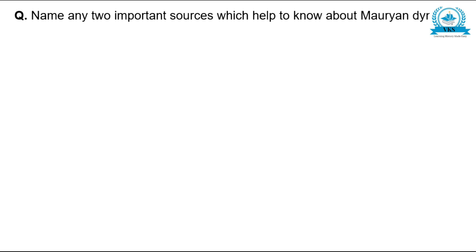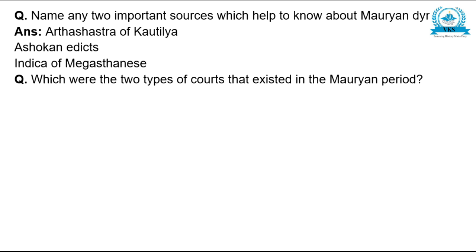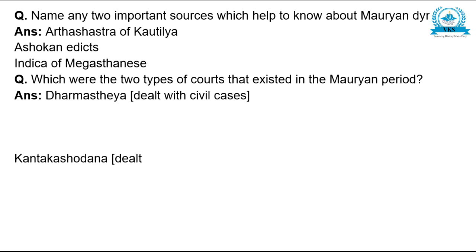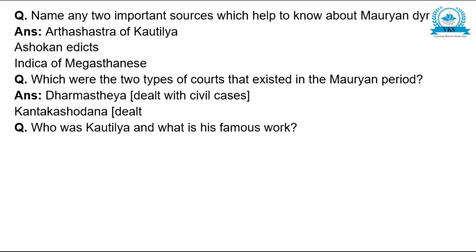Name any 2 important sources which help us to know about the Mauryan dynasty. Arthashastra of Kautilya, Ashokan edicts, Indica of Megasthenes, etc. Which are the 2 types of courts that existed in the Mauryan period? Dharmasteya and Kantakashodhana. That is, Dharmasteya dealing with civil cases and Kantakashodhana dealing with criminal cases.